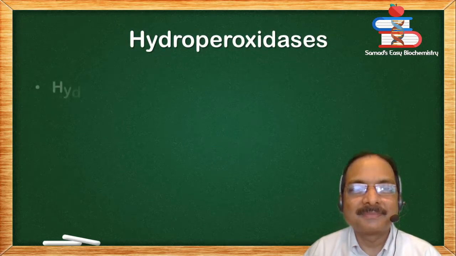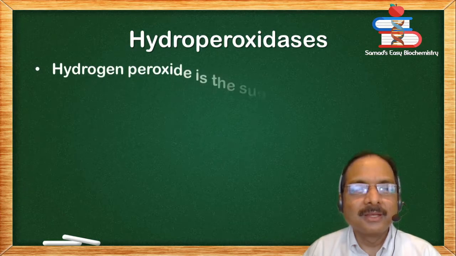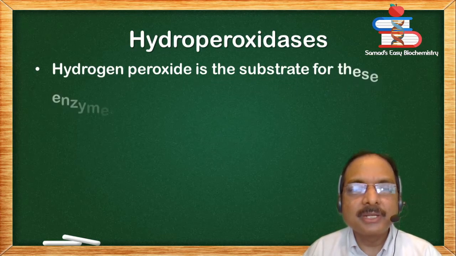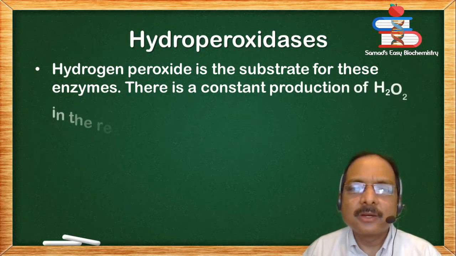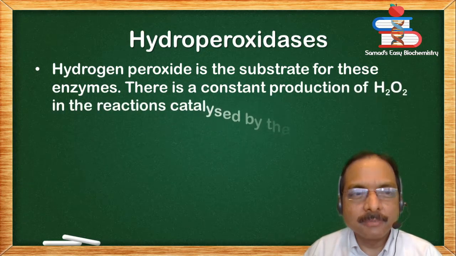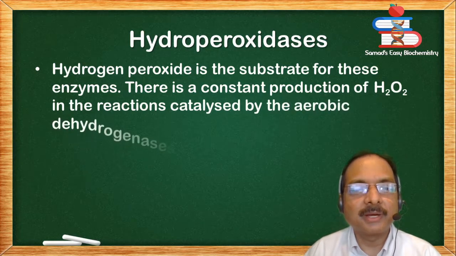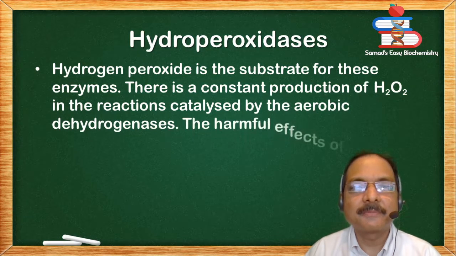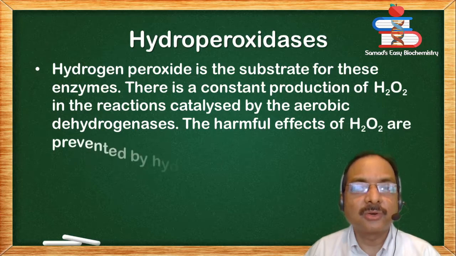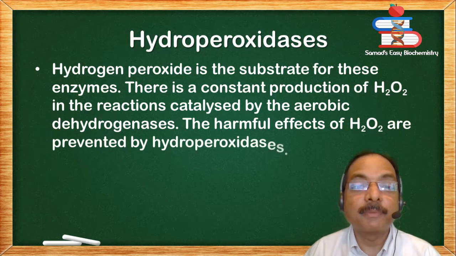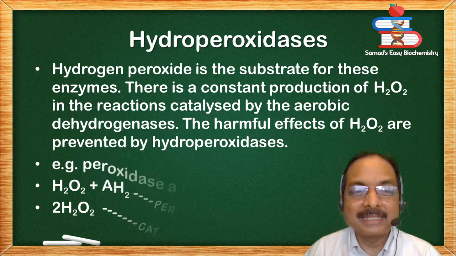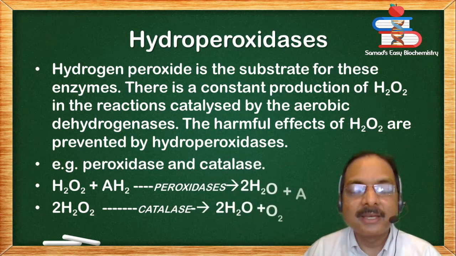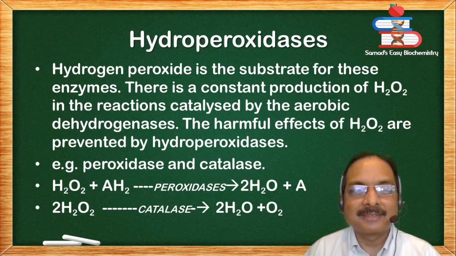Hydroperoxidases. Hydrogen peroxide is the substrate for these enzymes. There is a constant production of hydrogen peroxide in the reactions catalyzed by the aerobic dehydrogenases. The harmful effects of hydrogen peroxide are prevented by hydroperoxidases. Example, peroxidase and catalase.